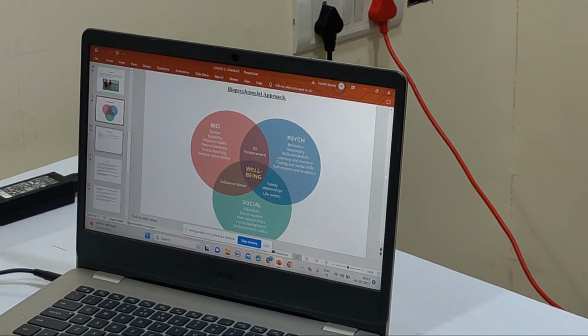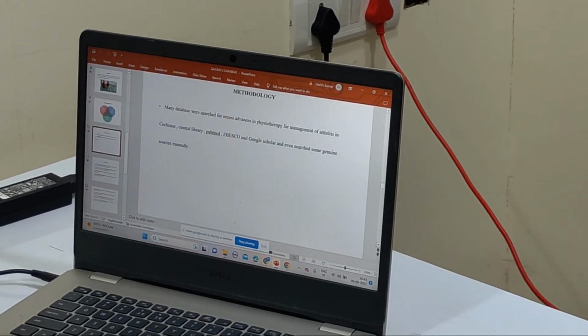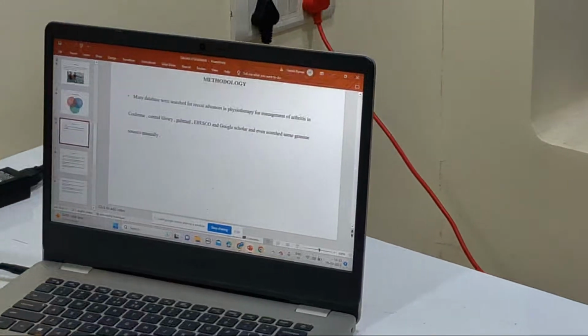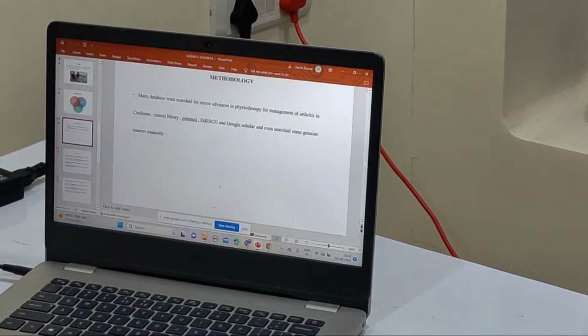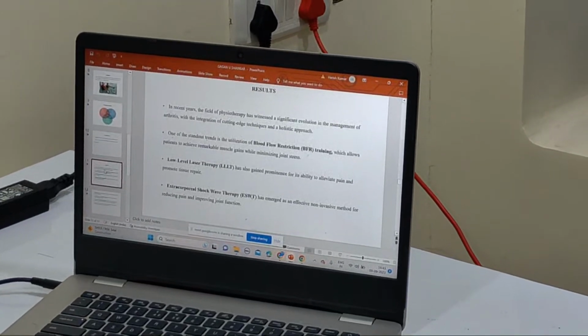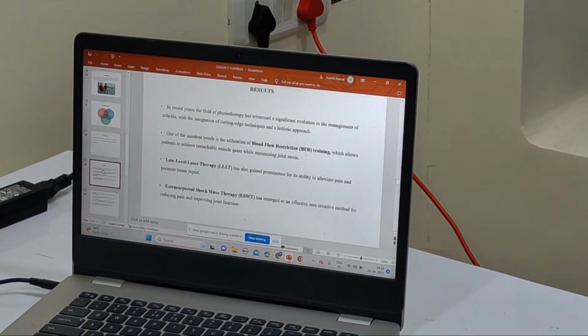Next one, results. So here we come to the conclusion. For methodology, I have used Cochrane, Central Library, PubMed, EBSCO and Google Scholar to get the information. Next slide. As I told before, the results achieved will give them joint strength, reduce the effusion, give psychological support, and reduce the pain. This is the main approach.